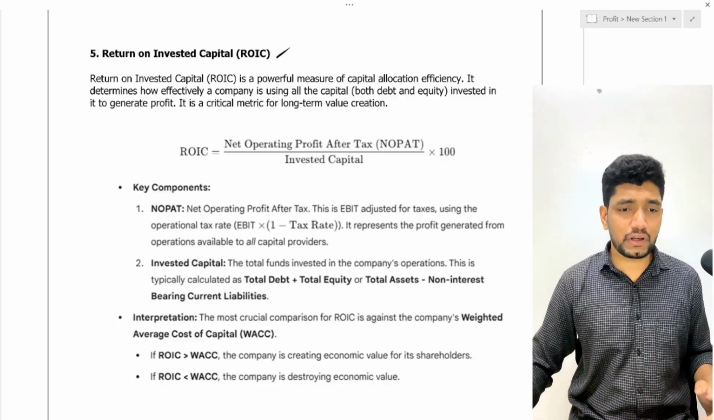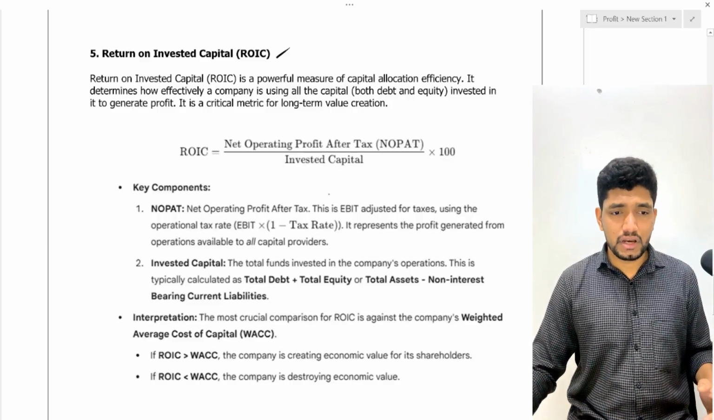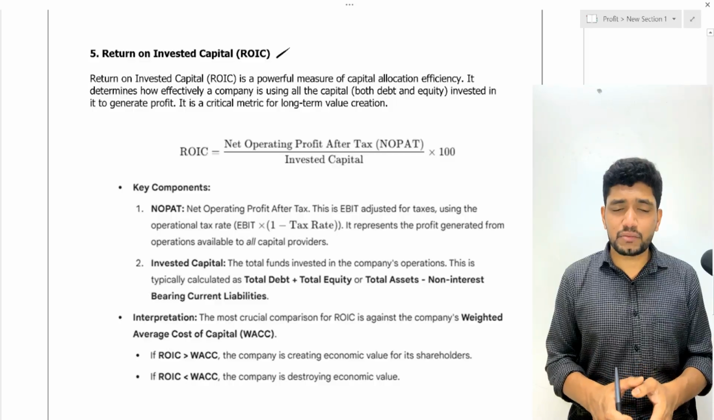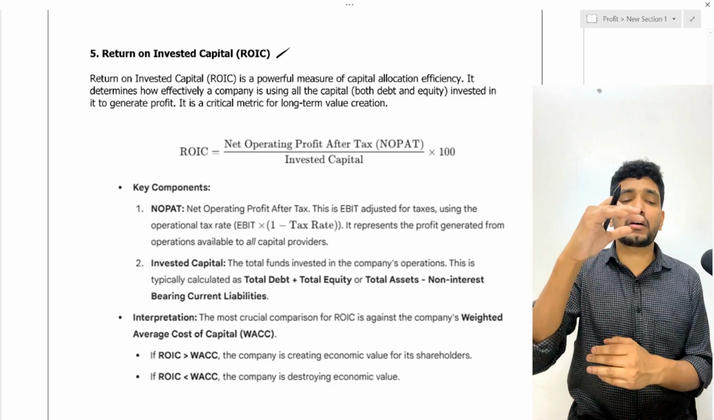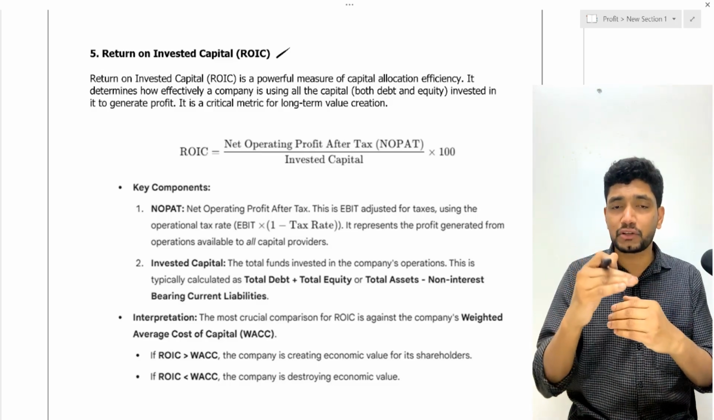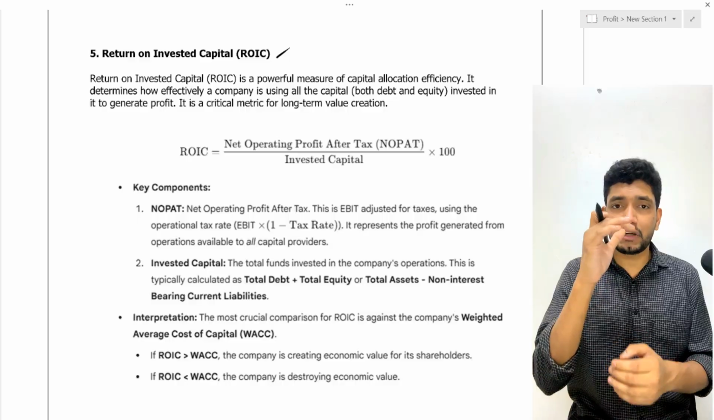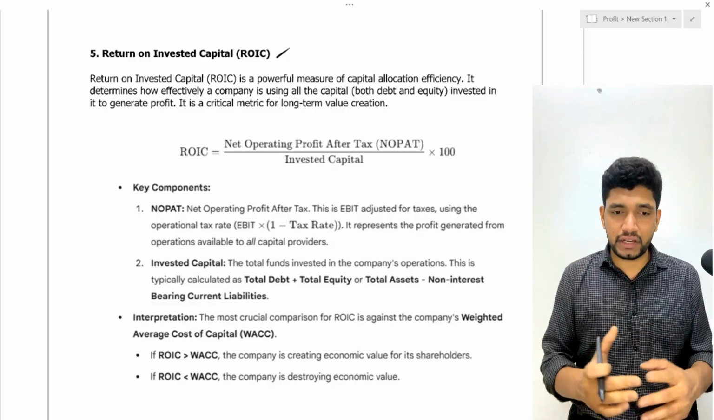So the formula for return on invested capital is net operating profit after tax divided by invested capital, times 100. That means you are comparing the operating profit available to equity and debt holders for investment, divided by invested capital.